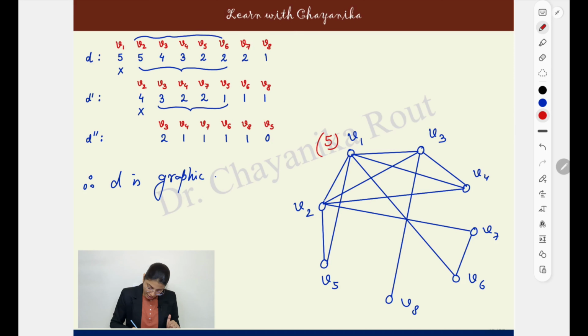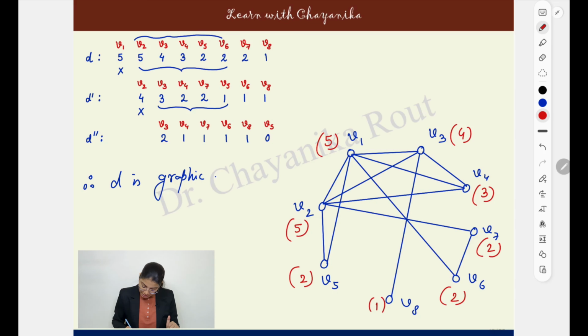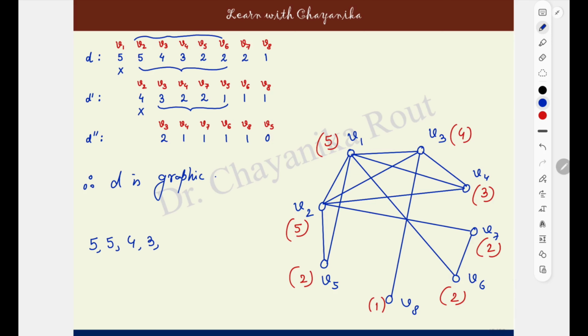V1 has degree 5, V2 has degree 5, V3 has degree 4, V4 has degree 3, V5 has degree 2, V6 has degree 2, V7 has degree 2 also, and V8 has degree 1. So the degree sequence is 5, 5, then 4, then 3, then comes 2, 2, 2 and finally 1. Check if this matches with the given degree sequence D. So it completely matches with D. This is our sequence D itself. So this is the simple graph that is constructed with the degree sequence D. That is the second part of the solution.